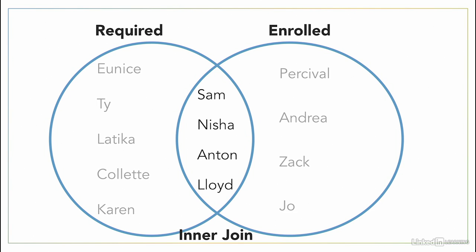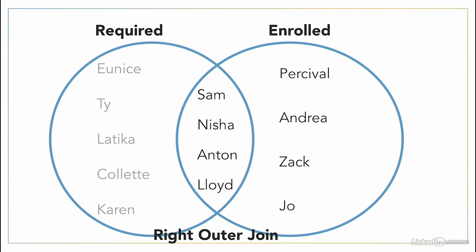The inner join, that is everybody who is in both lists. Left outer join, that is everybody on the left side, whether they're in the right side or not. Left anti-join, that's everybody on the left side who does not also have a match on the right side.